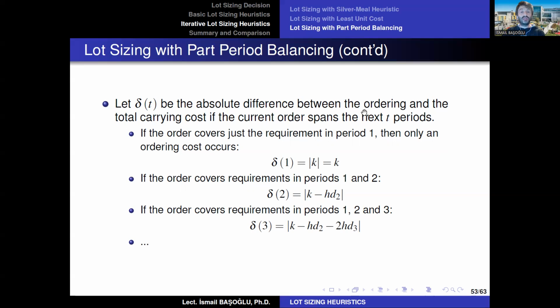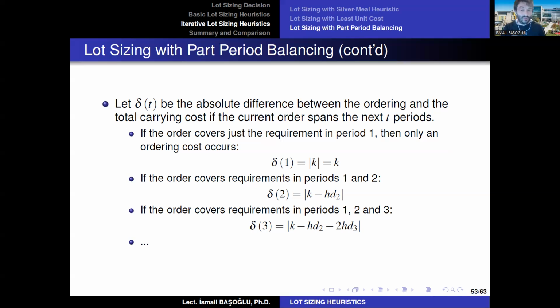I want to calculate the difference between the ordering cost and the carrying cost. Now, whenever this absolute difference is minimized, I should say that this is the optimal number of periods that I need to spend, okay? Because I know from the economic order quantity model, at the economic order quantity choice, the ordering cost and the carrying cost are equal to each other.